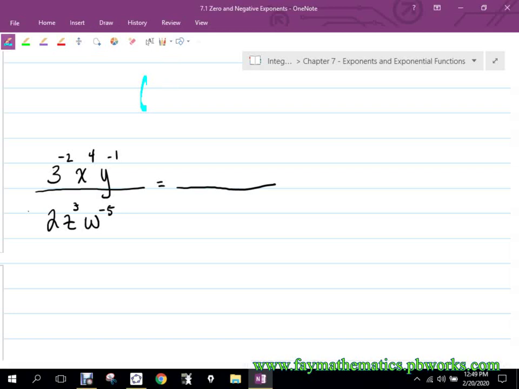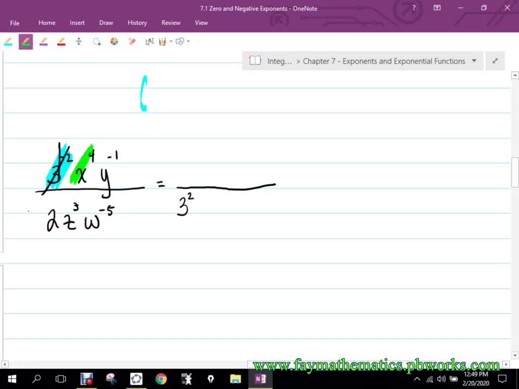Okay, so you're telling me to look at that first thing and determine if it's positive or negative for the exponent, right? So it's negative, so I need it to become positive, right? So you're saying put it on the bottom. Okay? So I'm now done with that one, right?